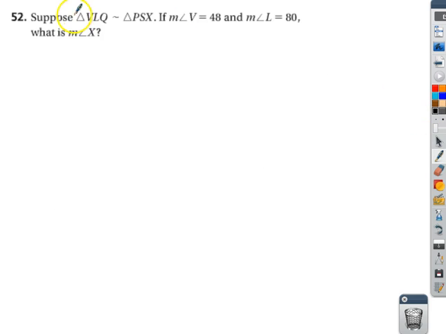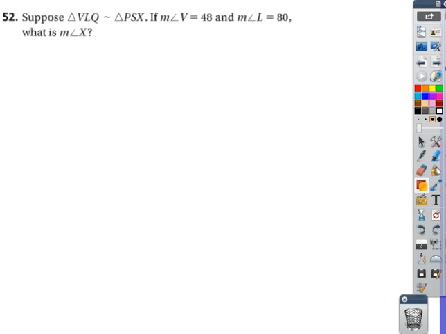All right. Suppose triangle VLQ is similar to PSX. If the measure of angle V is equal to 48 and the measure of angle L is equal to 80, what is the measure of angle X? Well, V and L and P and S. Well, I don't have enough info. Oh, wait. If I've got 2 angles in a triangle, can't I find the third angle?